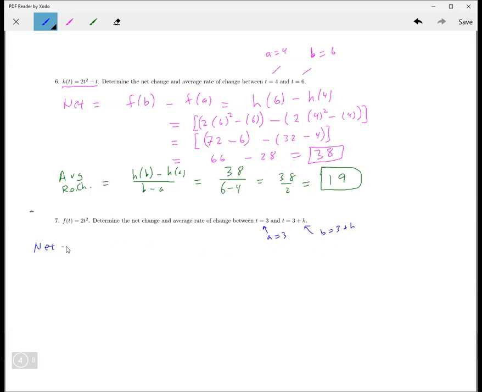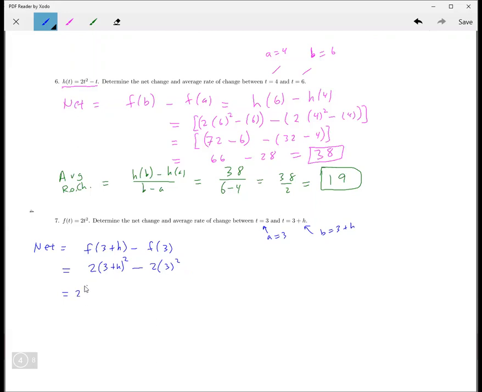So the net change will be f of the second one minus f of the first one. So that's 2 times 3 plus h squared. So this 3 plus h goes in place of the t, minus 2 times 3 squared.